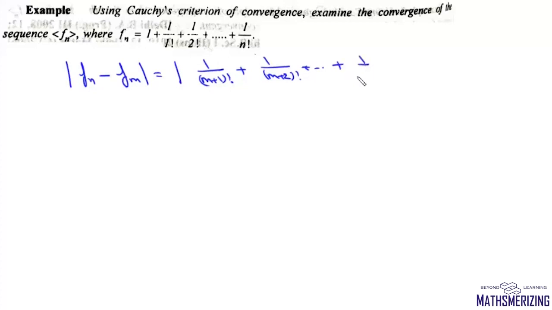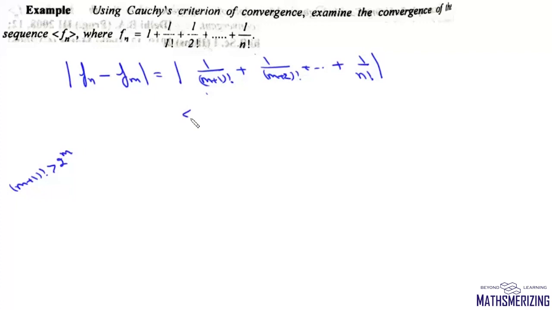Now the question is, using Cauchy's criterion of convergence, examine the convergence of the sequence Fn equals 1 plus 1 upon factorial 1 up to 1 upon factorial n. Again we'll find |Fn minus Fm|. It'll be nothing but 1 upon factorial (m plus 1), 1 upon factorial (m plus 2), up to 1 upon factorial n. Now we know that factorial (m plus 1) will be greater than 2 to the power m.